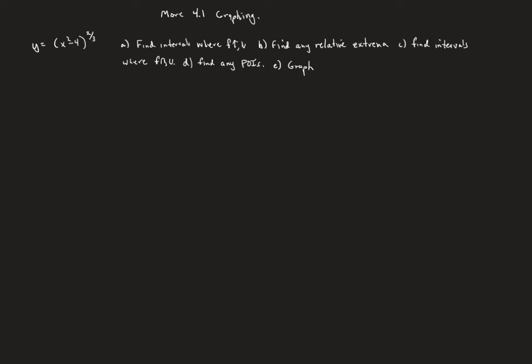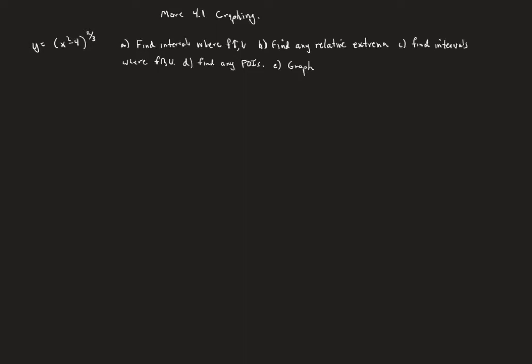In this video, we're going to practice using what we know about the first and second derivative, finding relative extrema and inflection points, and then put it all together to graph a pretty complicated function. So we have y equals (x squared minus 4) raised to the 2/3.